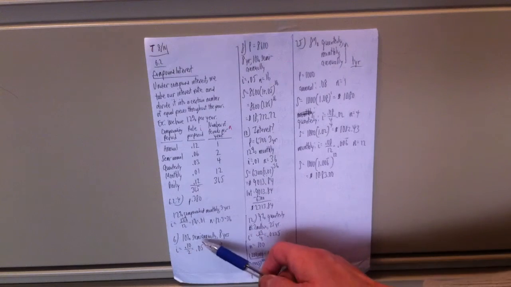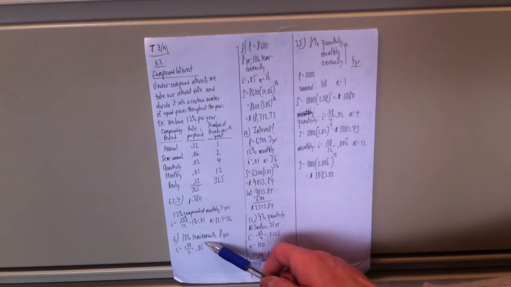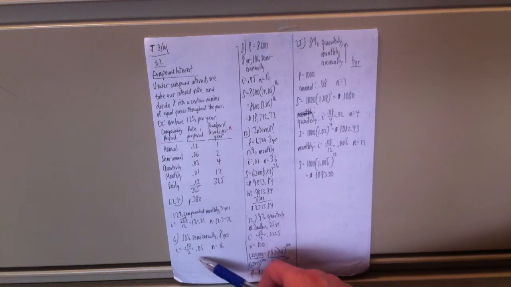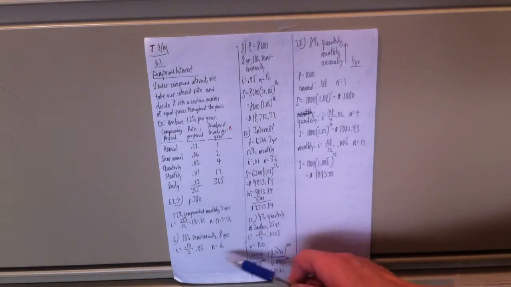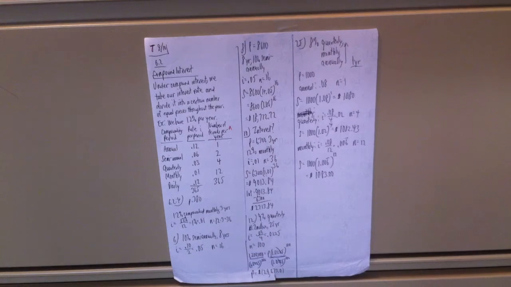Number 6, 10% semi-annually for 8 years. So I take the 10% semi-annual means divide by 2. So 0.10 divided by 2 is 0.05. So the I is 0.05. N would be 16 because it's 8 years times 2 times per year.